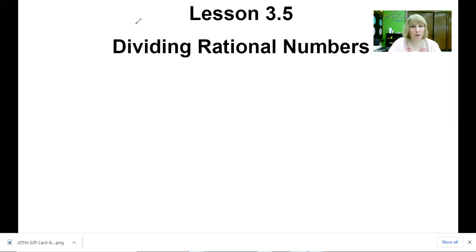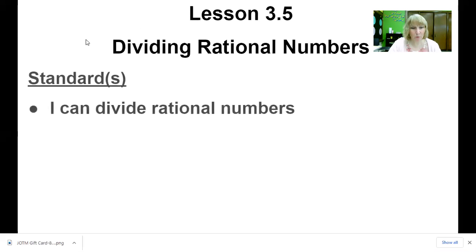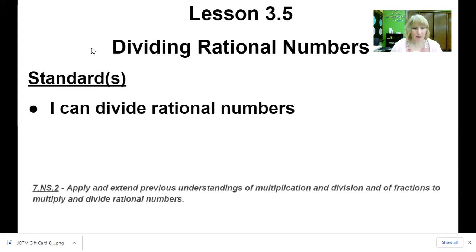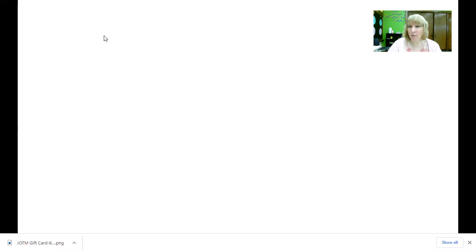Okay, so dividing rational numbers. Today's objective is: I can divide rational numbers. The standard we're working in is 7.NS.2. We're going to be talking about applying and extending previous understandings of multiplication and division and of fractions to multiply and divide rational numbers. So we're going to get started with that. I will shrink myself down here.